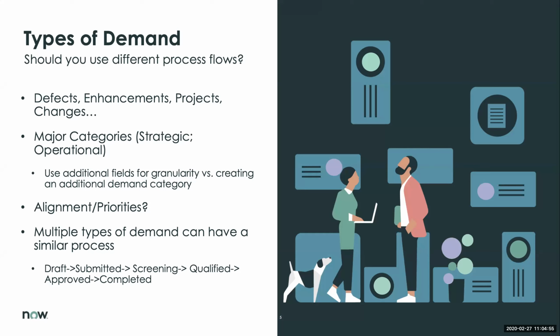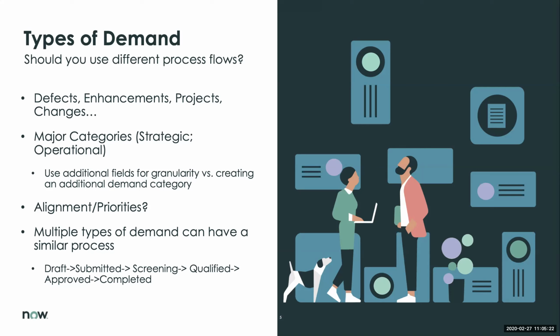Additionally, you can capture categories of demand around things like, is this strategic or operational work? These might be called differently in your organization. Sometimes it's transformative work or grow work, versus keep the lights on or sustain. But you can use these categorizations to help you, again, prioritize and route that demand.